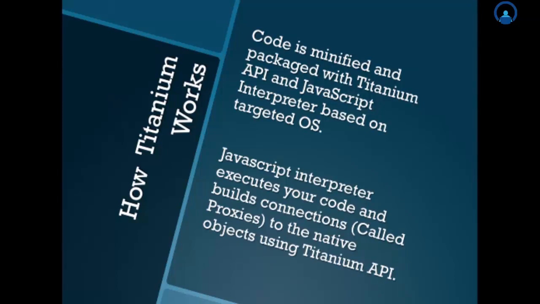The JavaScript interpreter executes your code and builds a connection to the native objects using the Titanium API. So at runtime, your JavaScript code is interpreted by the interpreter, for example V8 on Android, and it talks to the native language as a proxy, and it will create a bridge between your native code as well as your JavaScript code. So it will work on those bridges, and it will execute the code on the native side.